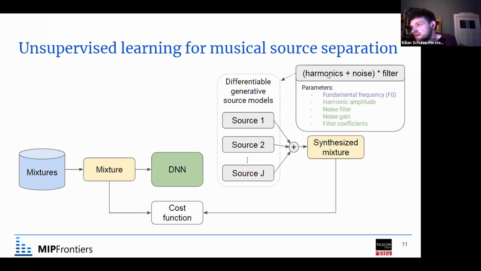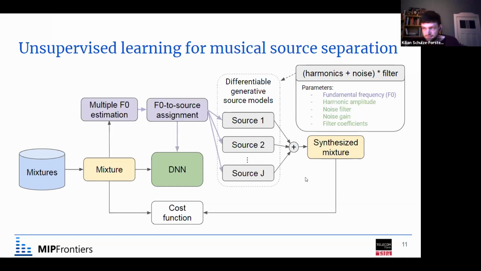So basically we use the harmonics plus noise model for the source part, and this together goes through a filter. The details don't matter so much. And this model has a bunch of parameters like the fundamental frequency, quite an important parameter, and other parameters. And so actually, we don't estimate the fundamental frequency with our deep neural network.